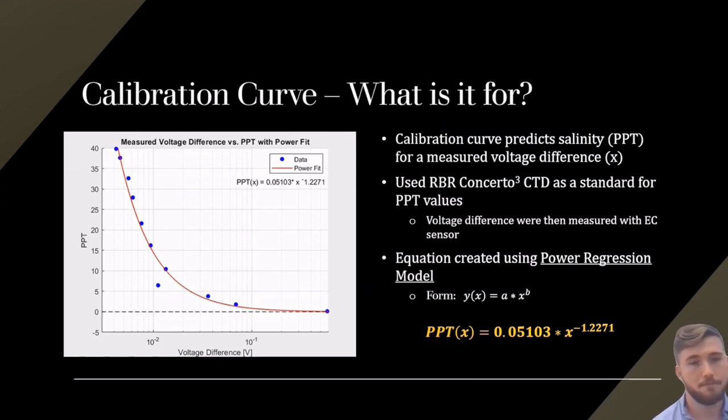So to illustrate, in the bottom in orange, PPT as a function of voltage difference x is equal to 0.05103 times x to the negative 1.2271. This equation allows me to take my sensor and measure any voltage difference and apply that to this equation and thus predict PPT.